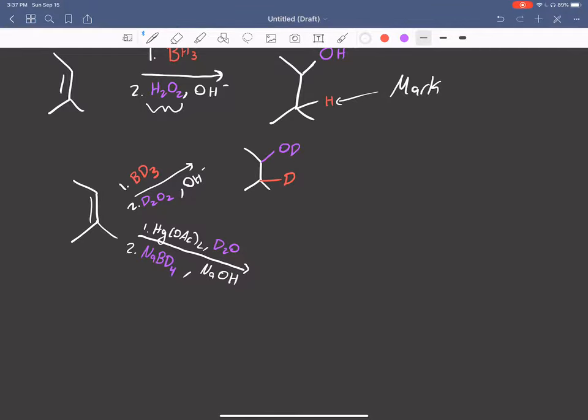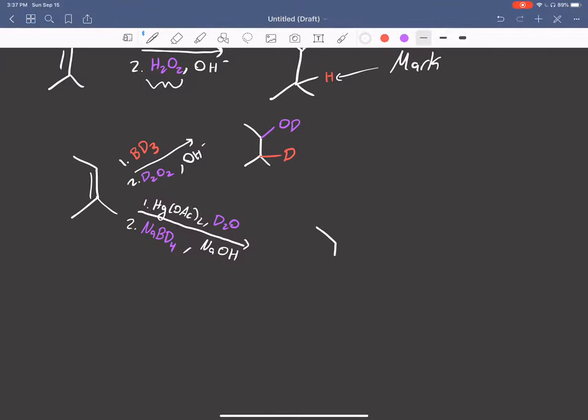Okay, and so this is going to be the opposite of the oxymercuration. So remember, we're adding the OD now to the more substituted carbon, and it comes from the water. And I should have changed this color over here. Let's change it to red. So our OD comes from the water, and it's on the more substituted. And on the less substituted, we get the deuterium from NaBD4. Okay, so that's the difference between these reactions.